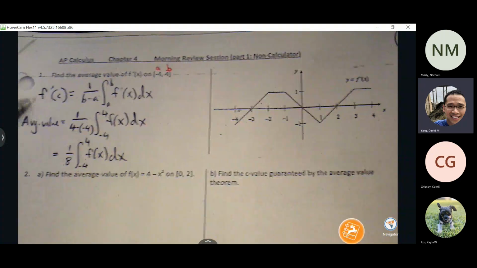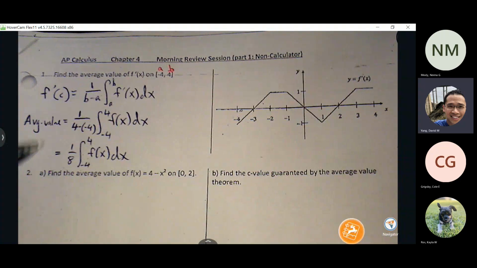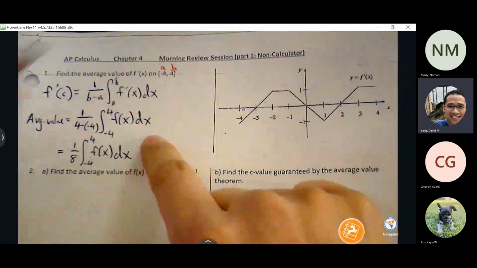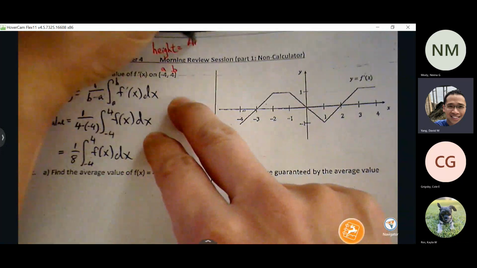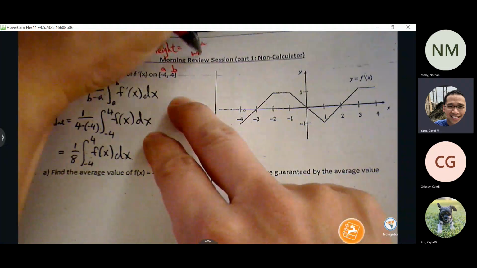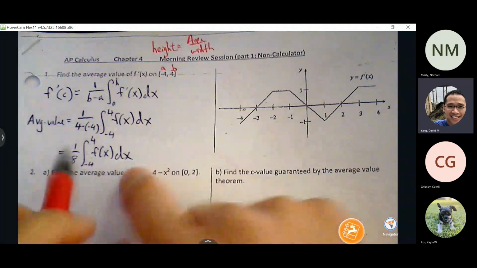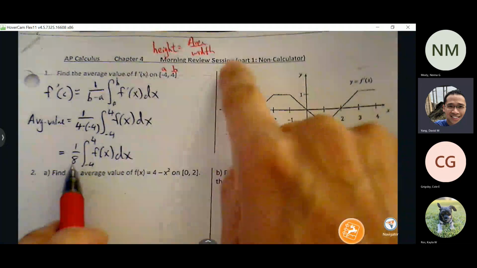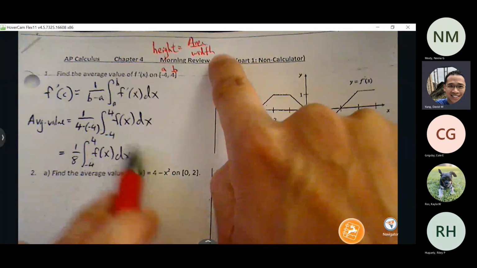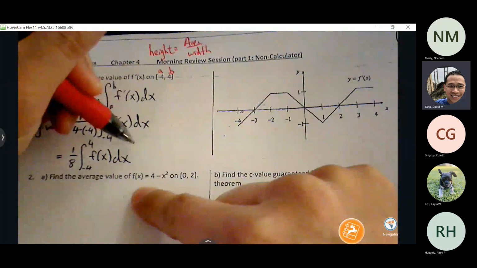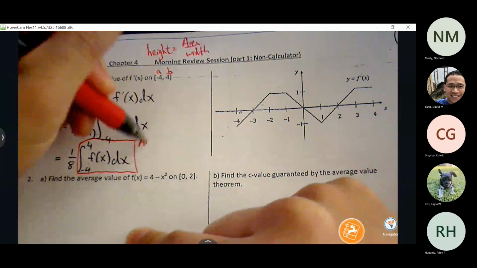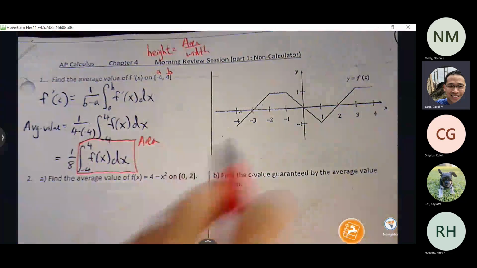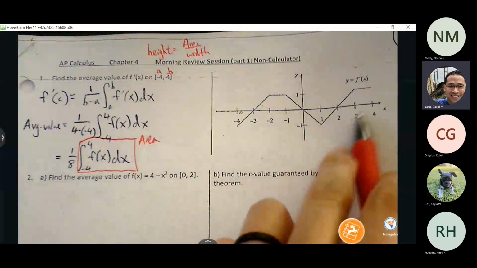So think of this formula as rearranging the area formula for a rectangle. We know that width times height equals area. So height is equal to area divided by the width. So the 8 is kind of like your width component. And then your integral from -4 to 4 is your area component. If we understand that, then that's how we're going to get information from this graph.